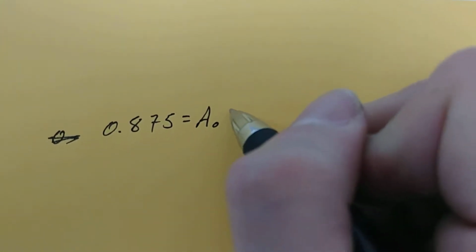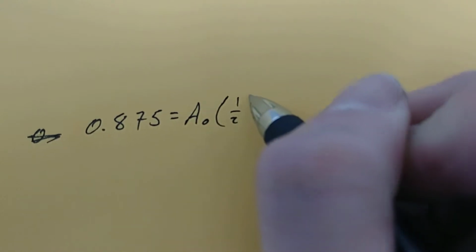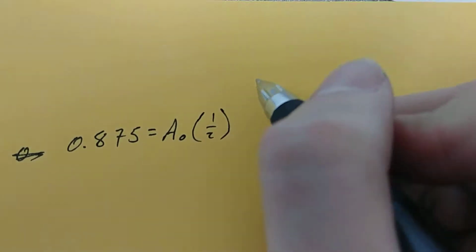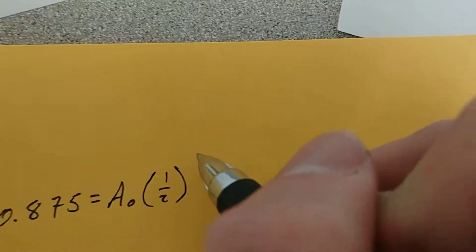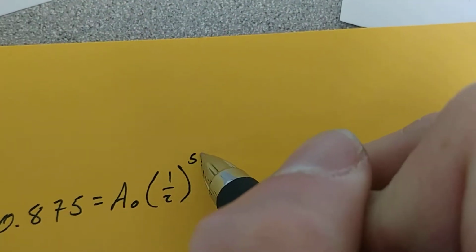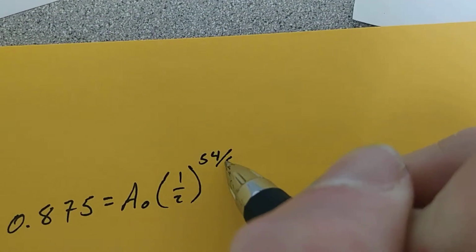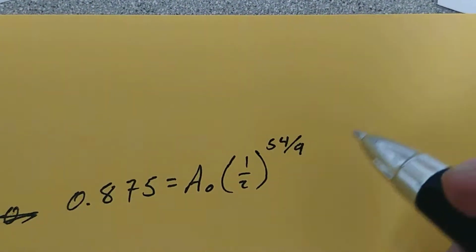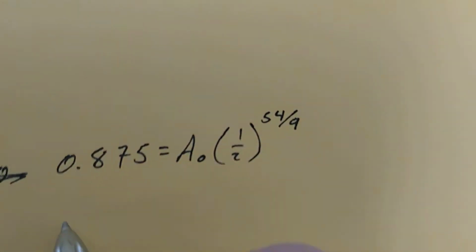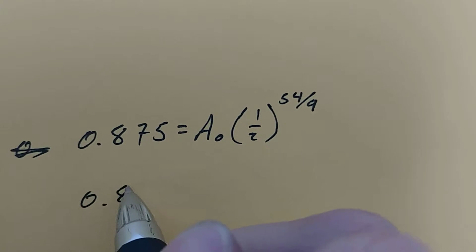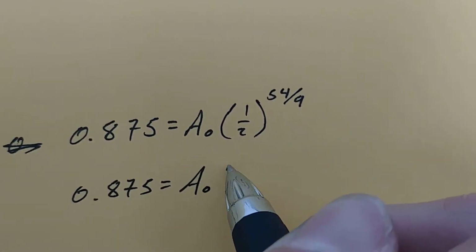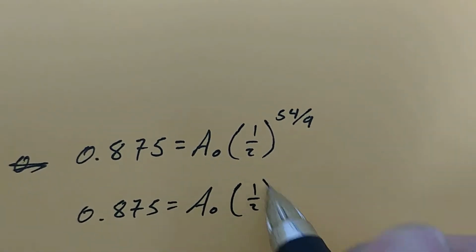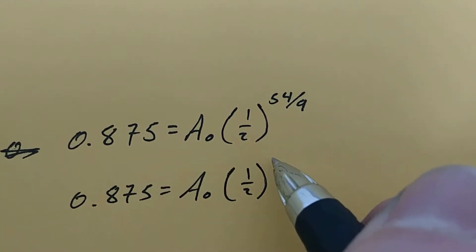My initial amount times 1/2 raised to the, well, we have that time. It's been 54 hours, so time has to be 54. And it has a half-life of 9. That's given. We will simplify this. We will be getting 0.875 is equal to the initial amount times 1/2 raised to the 6th power.